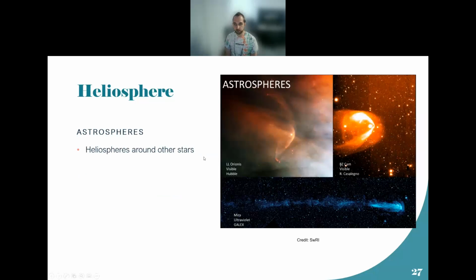And finally, we're getting to astrospheres, which are heliospheres around stars other than the sun. So here you can see this bubble around Ell Orionis. It has its own solar wind blowing up its astrosphere. And here BZ Cma, you can see its astrosphere, and you can see Mira's astrosphere here in ultraviolet wavelengths.